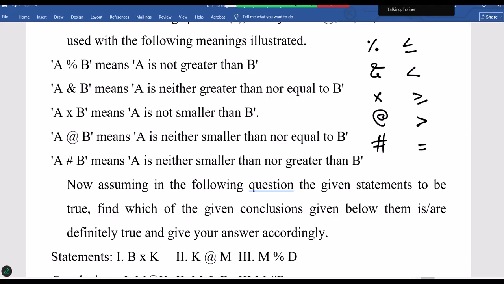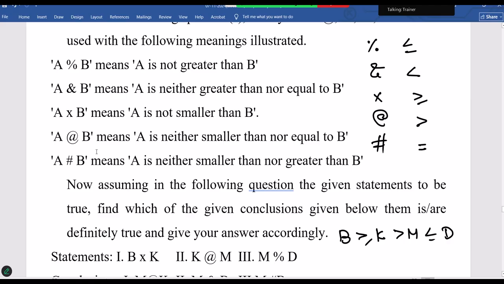B into K: B is either greater than or equal to K. K at the rate M: K is greater than M. I think it's the same question with the terms changed. In the previous one there were A, Z, A, M, Z and all. But now the terms are changed, that's it. I think the question is the same.